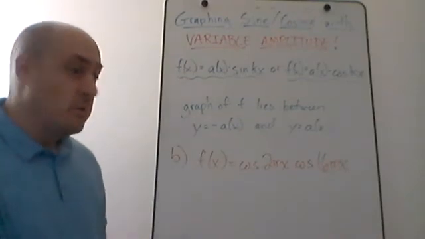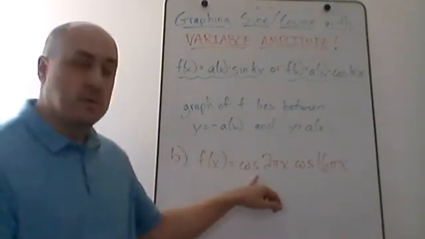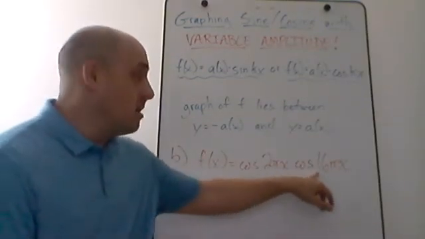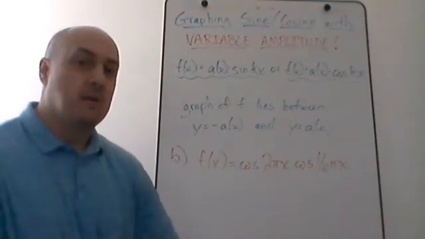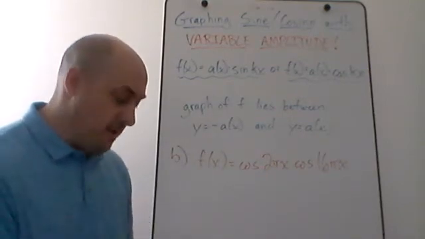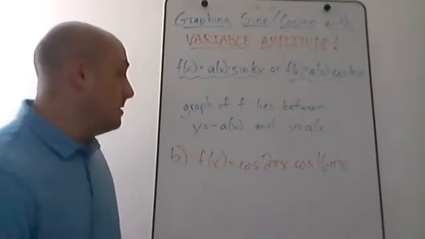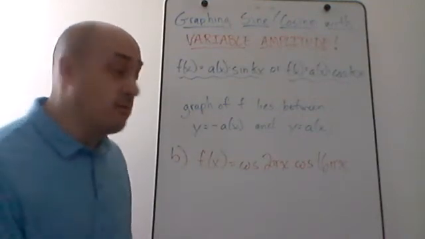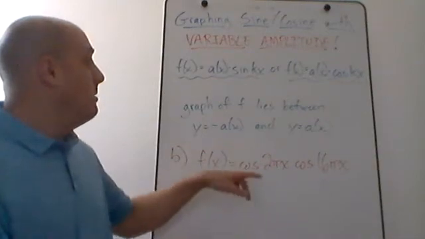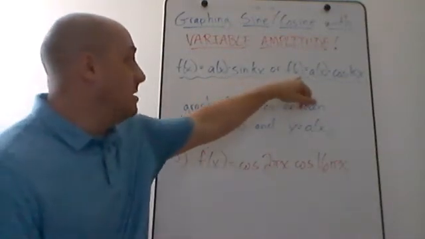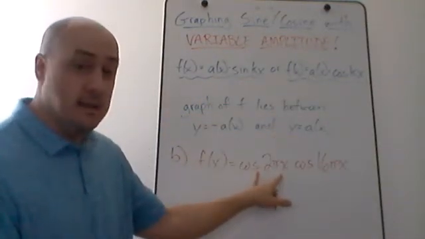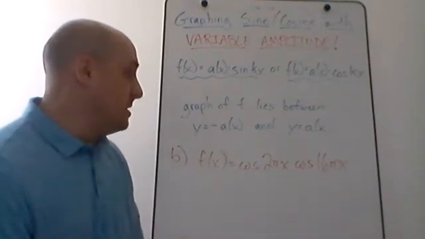All right, the next example we're going to look at here, we have f of x equals cosine of 2 pi x times cosine of 16 pi x. So now we actually have two cosine functions multiplied together, which is kind of a wild thing to think about. And the graph is going to be pretty crazy too. Now in this case, the A of x, that function in front, is this cosine 2 pi x, multiplying the cosine of 16 pi x.